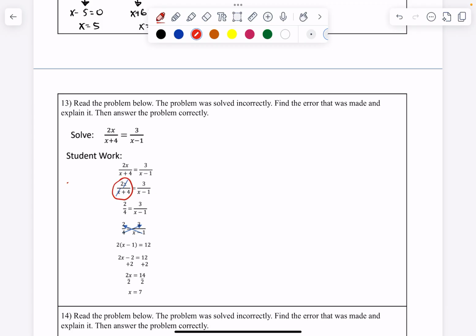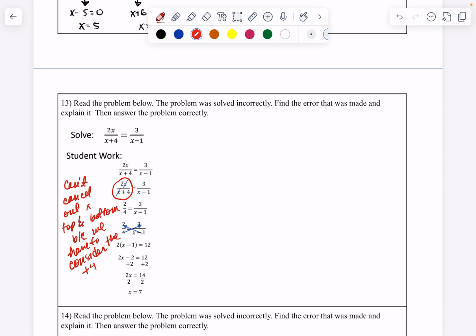So this right here, we can't cancel out x top and bottom because we have to consider the positive 4. So this one you could do with cross multiplication. Actually, you know what? I'll show you what it looks like with cross multiplication. LCD method would work too. If you wanted to use LCD, it would be x plus 4 and x minus 1 as well. But if you are using the cross multiplication method, this is what it will look like.